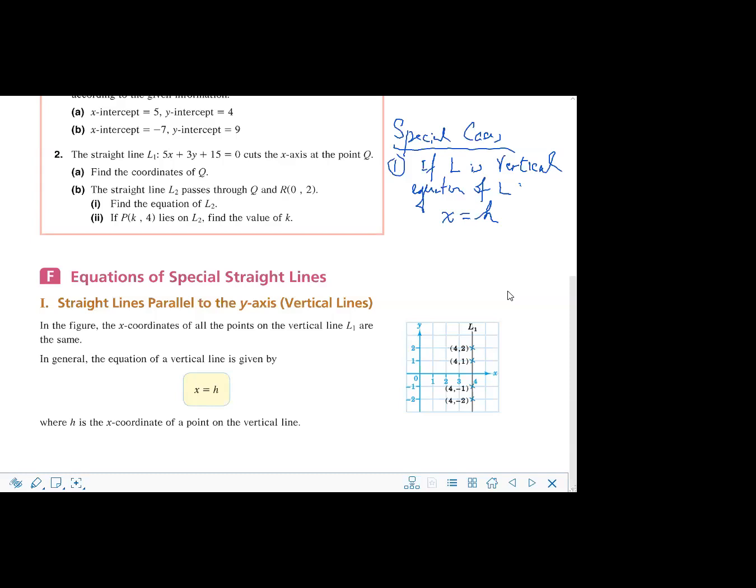If L is vertical, then the equation of L is always x equals number. What number? It depends on how right, or how left to the y-axis. If the straight line is on this level, you just find any point on that vertical line. If the coordinates is (4, 1), if one point has coordinates (4, 1), then if you find any other point, the x coordinate will be 4.